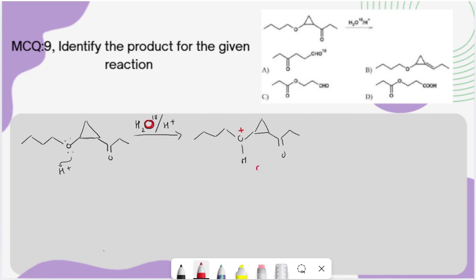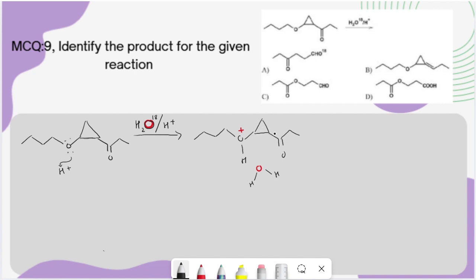Once it gets protonated, we have labeled water, that is labeled oxygen here. It should attack the molecule now. Whenever we have ether, it can either undergo SN1 or SN2 mechanism hydrolysis.